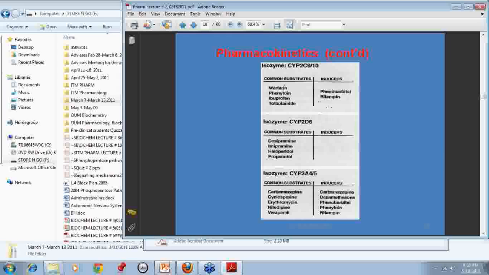So if you have a patient who had warfarin before and you give him phenobarbital, what do you expect to see? Phenobarbital will induce this, right? When we say it will induce, it essentially enhances the metabolism of those drugs, versus an inhibitor, which inhibits the metabolism of those ones.